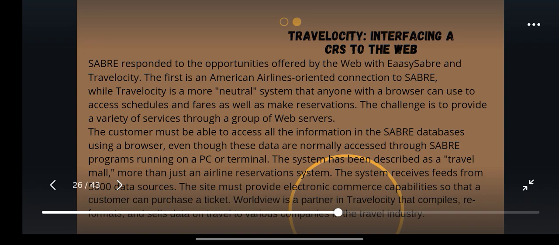The system receives feeds from 5,000 data sources. The site must provide electronic commerce capabilities so that a customer can purchase a ticket. Worldview is a partner in Travelocity that compiles, reformats, and sells data on travel to various companies in the travel industry.